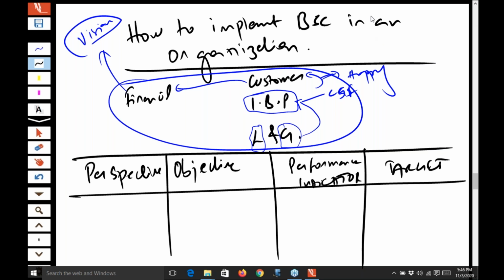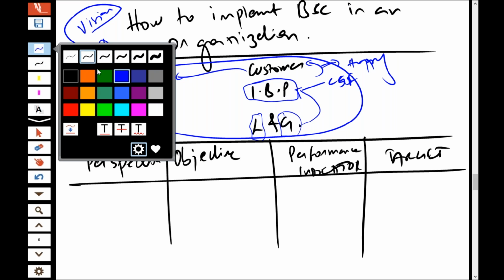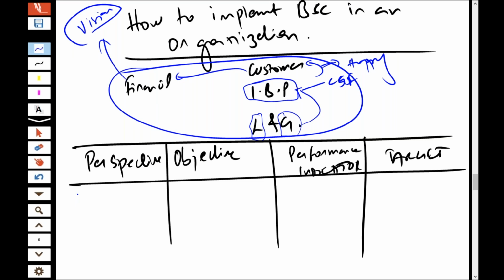Okay, now let's just see this. The way you implement this balanced scorecard in any organization is, you simply say the first perspective, let's say financial. And you might say that one of the objectives of this financial perspective is wealth maximization. The other objective is going to be, let's say, cost minimization. I've just mentioned two of the objectives.